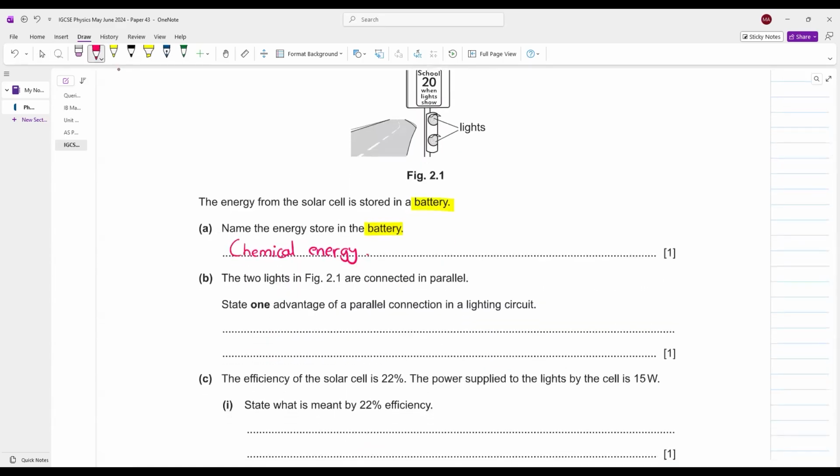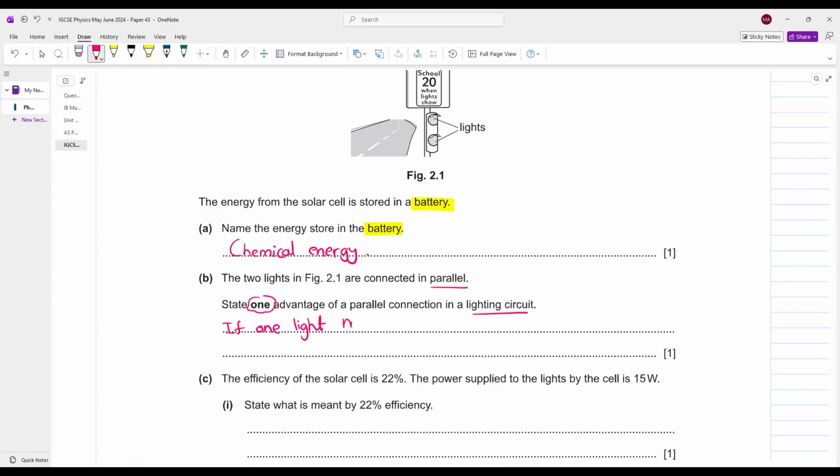The two lights in figure 2.1 are connected in parallel. State one advantage of a parallel connection in a lighting circuit. बेटा एक advantage क्या होगा of connecting the lights in a parallel circuit? If one light malfunctions, अगर एक लाइट खराब हो जाती है, the circuit keeps on working. ठीक है.